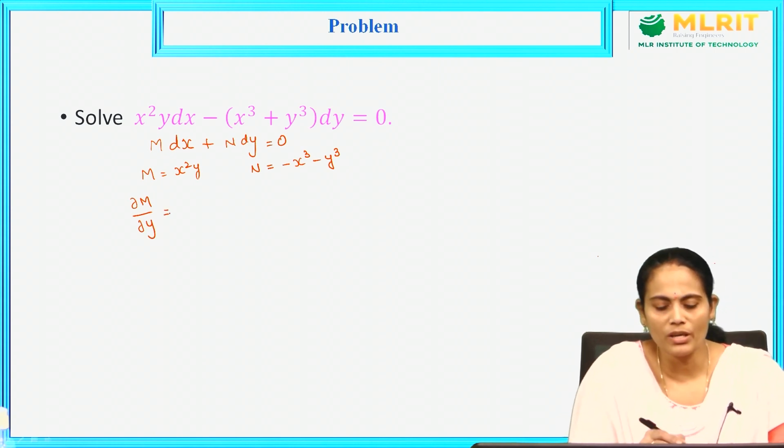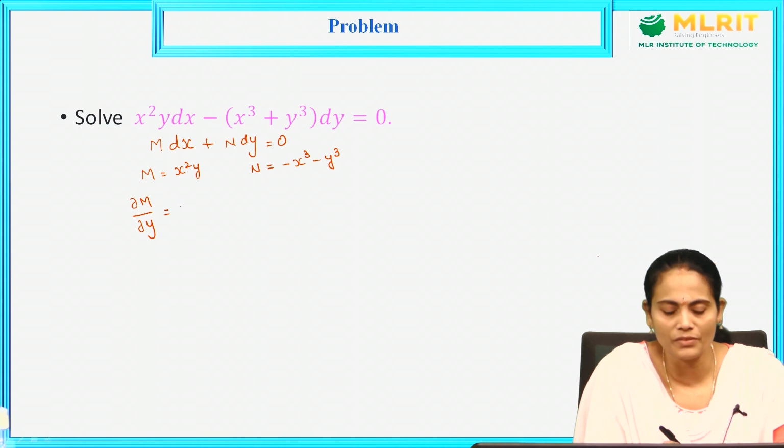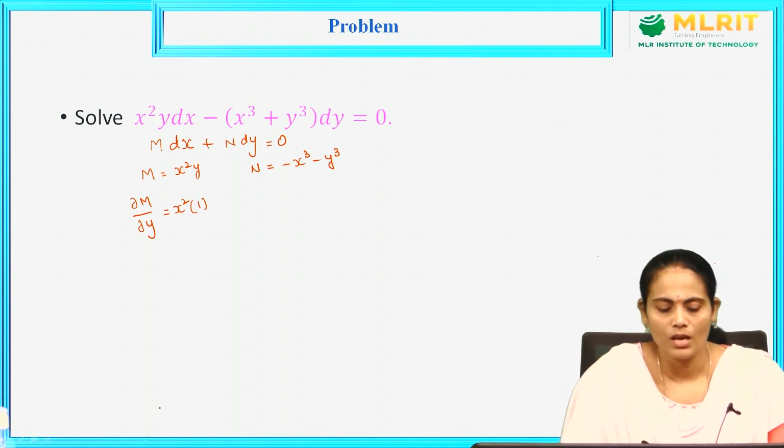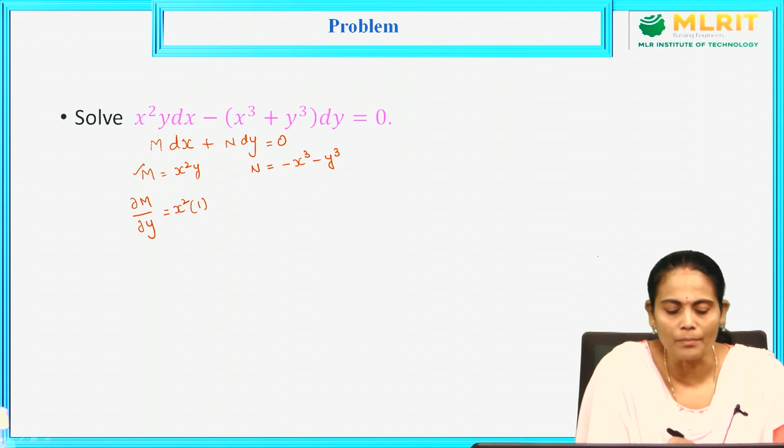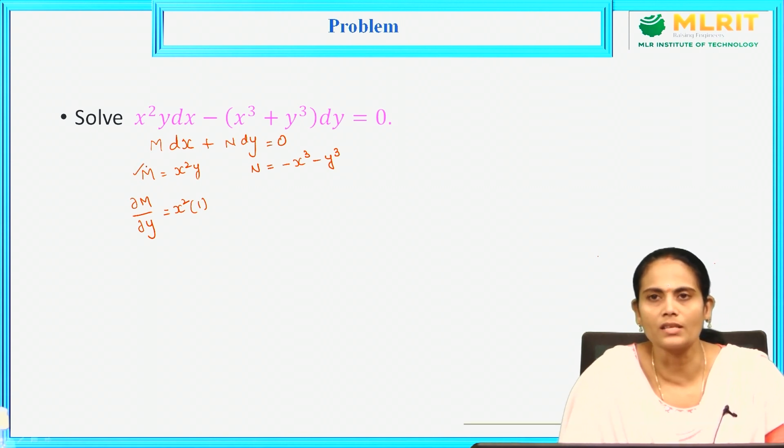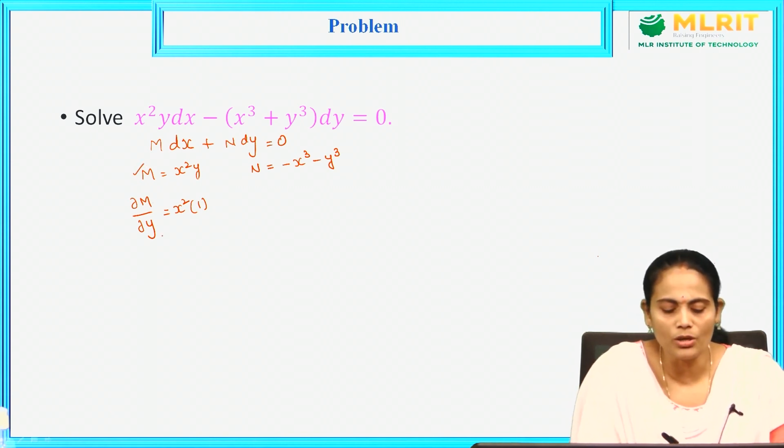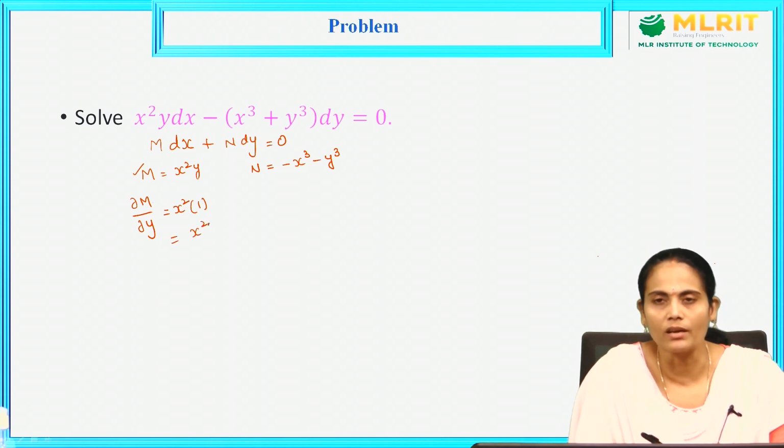What is ∂M/∂y? Differentiating partially with respect to y, x squared is a constant and the derivative of y is 1. So, now find the derivative of M with respect to y treating x as a constant. ∂M/∂y value is x squared.